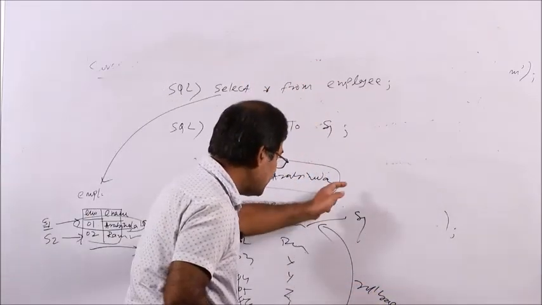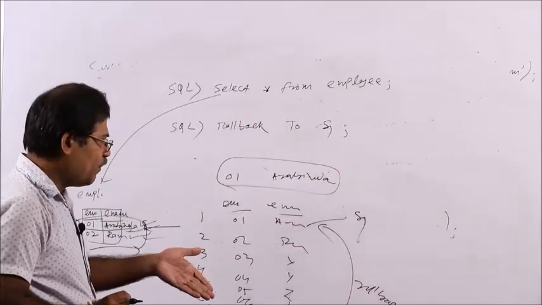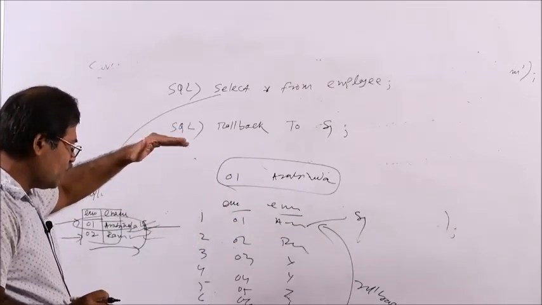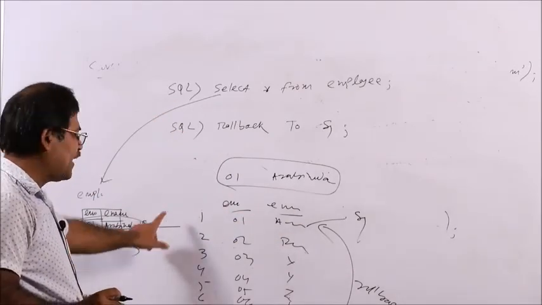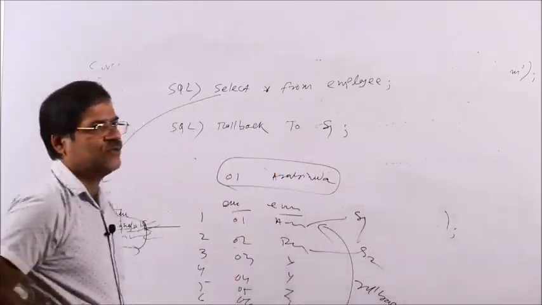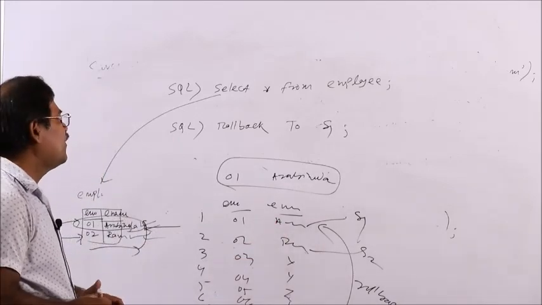And how do you indicate where? By using the savepoint name. Rollback S1 means S1 is indicating the first record. If I want to go to the first record, you write rollback S1. If you want to go to S2, you write rollback S2. That line will be shown to you. So that is the case of rollback.